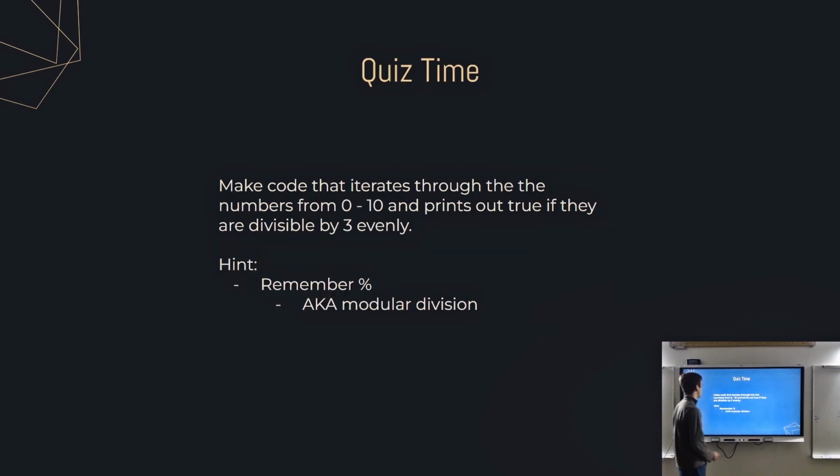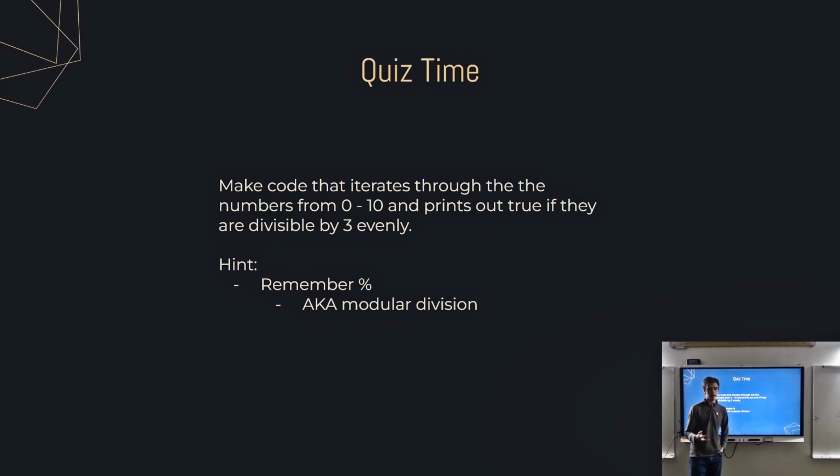All right, so how about this one: make code that iterates through the numbers 0 through 10 and then prints them out, or prints out true if they're divisible by 3 evenly. And also, a reminder to use modular division, because we've already talked about all the different mathematical operators that are native to Java. There's plus, subtraction, multiplication, division, but there's also modular division.